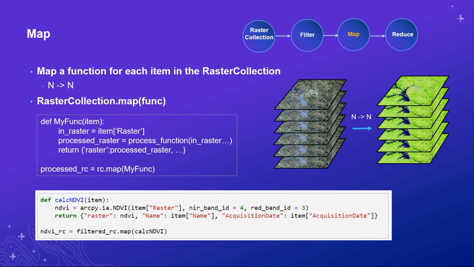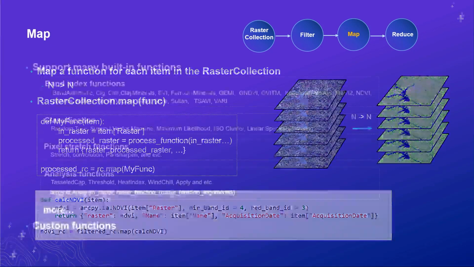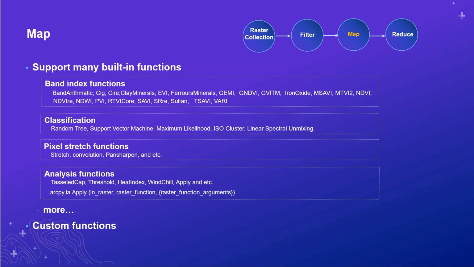And then you return this function as an item, and then you call RasterCollection.map, to map this function to process each item in the collection. So this code example is the NDVI function that we defined. So we create an NDVI Raster Collection. So as we said, this map step is a very core step in the whole process.